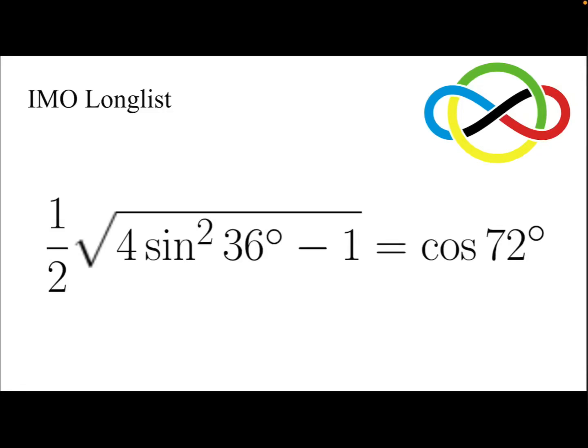In this video, we are going to prove that half of the square root of 4 sine squared of 36 degrees minus 1 is equal to cosine of 72 degrees.